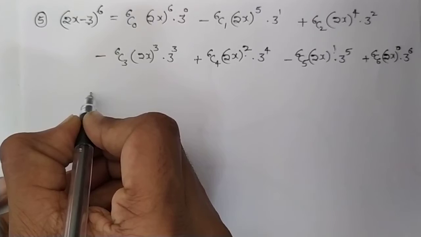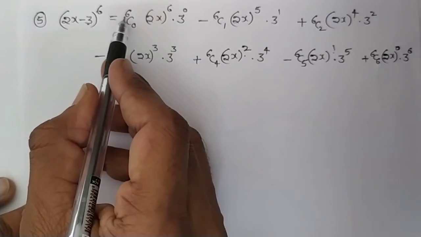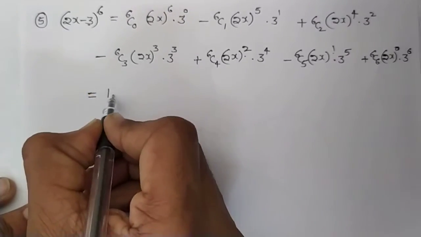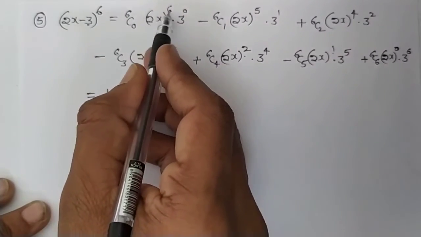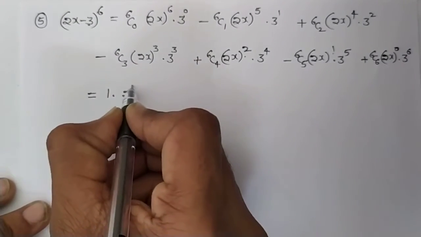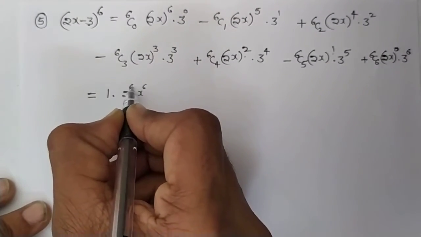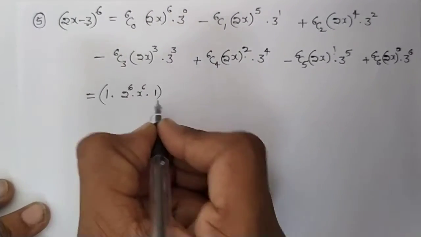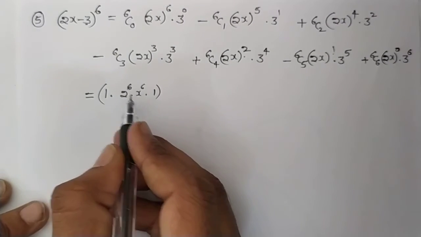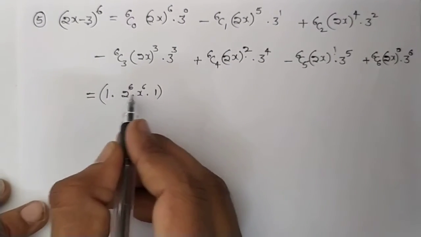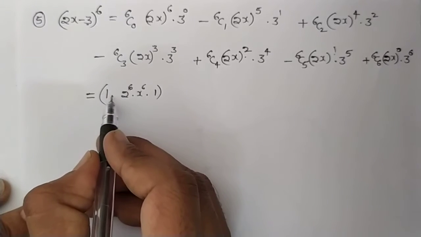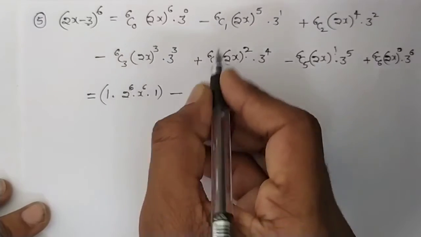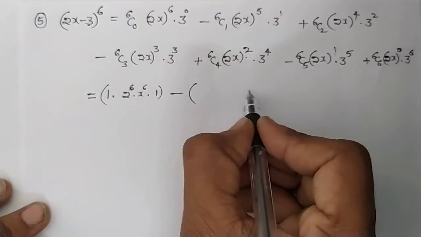That is equals to, which is equals to, the value of 6C0 is what? The value of 6C0 is 1 into 2x whole power 6, 2 power 6, x power 6 into 3 power 0, that value is 1. It is not 1.2 power 6 point x power 6.1. It is a multiplication. Kindly do not confuse. It is not the decimal. It is a multiplication. Minus 6C1 is what?